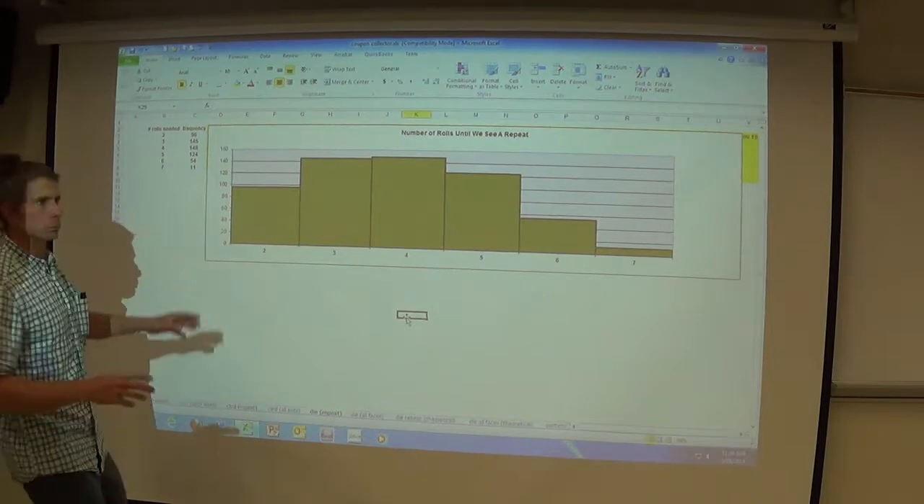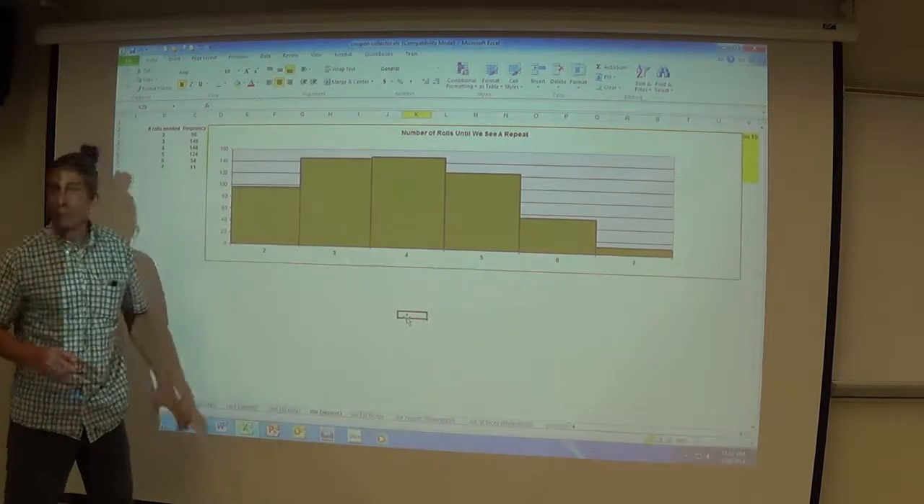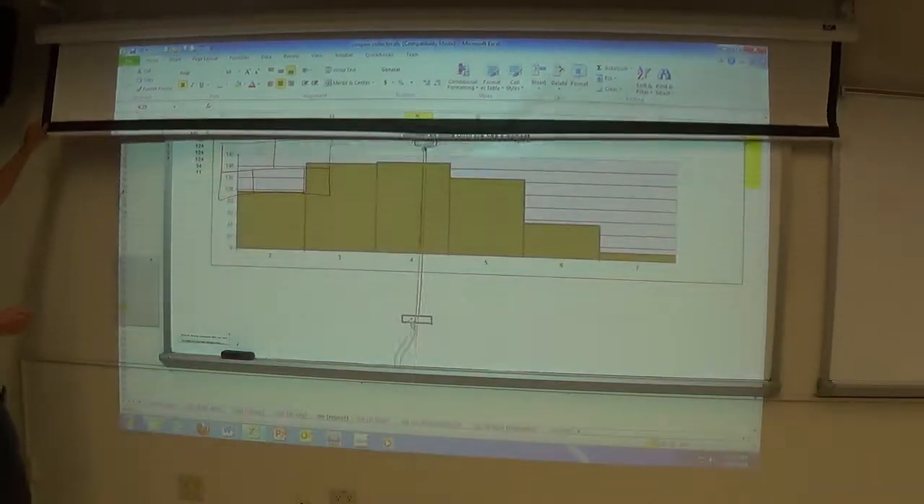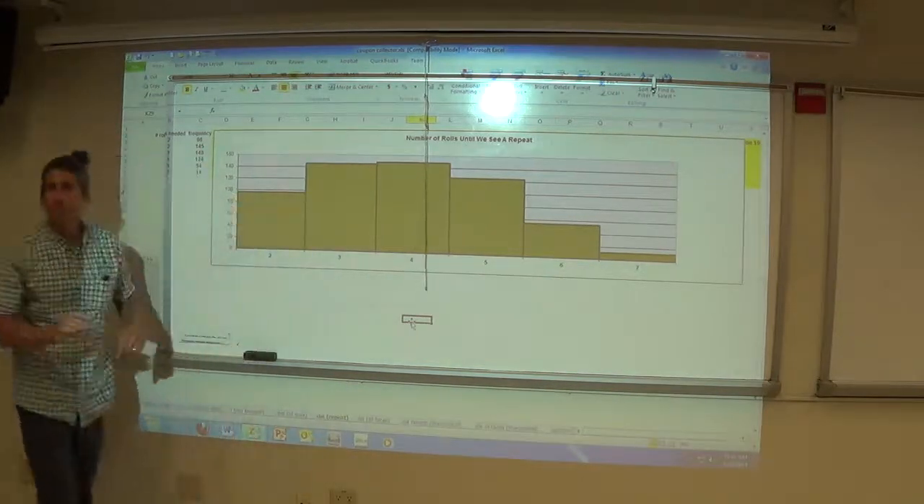So here's the number. Number of rolls until we see a repeat. Okay, so if you can see, this is rolling a die. No disrespect intended here. We'll put that back up.